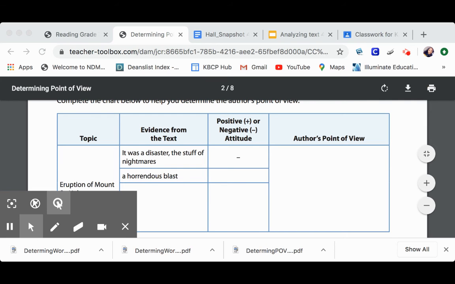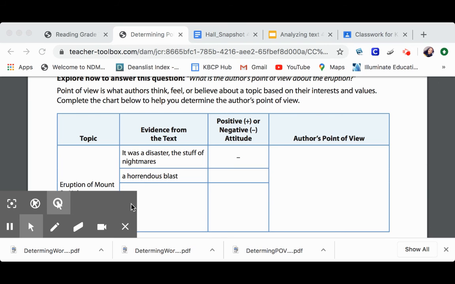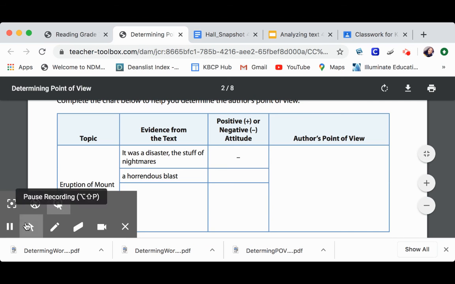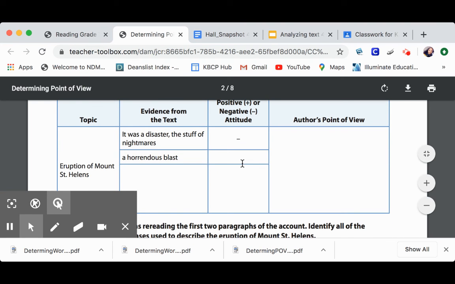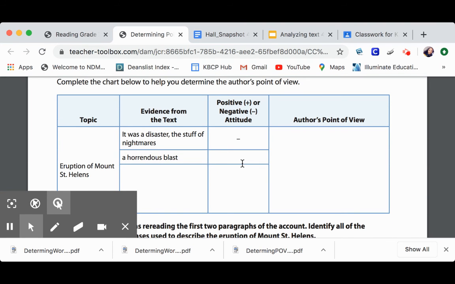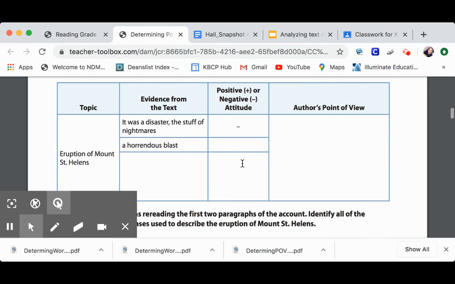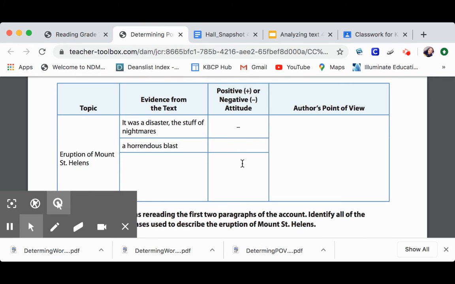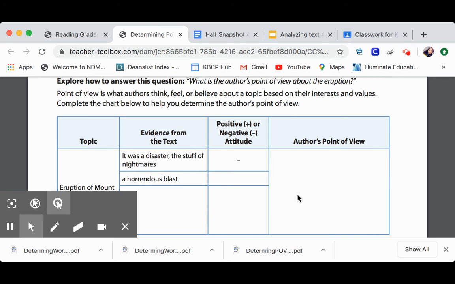A horrendous blast. Horrendous would be a cool word, because what does horrendous actually mean? So horrendous would be like terrible, like something that was awful, right? So that would be negative. Now we need another piece of evidence to find out what the point of view was for the author.